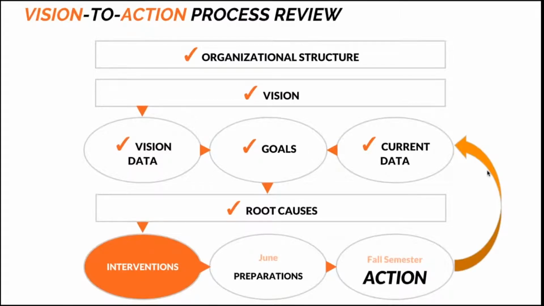Here's our Vision to Action process review, and it just reminds us where we've been. We started by creating an organizational structure, then we created a vision and looked at vision data. We collected and examined our current data, and comparing those two, we came up with our goals. After goals, we examined our root cause data and found things that were getting in the way of achievement. And today we start work on interventions. And Tina's going to talk a lot about what those interventions are.